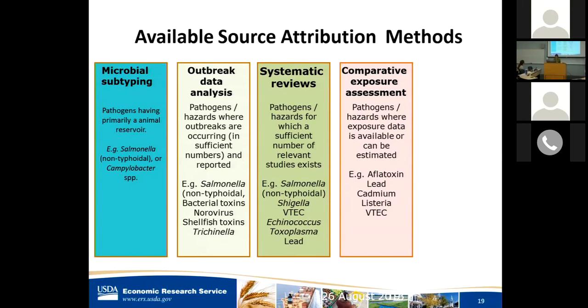And then comparative exposure assessment is used a lot, particularly in chemicals, and was relied on in the global burden of disease work for a number of chemicals. So that's a process of modeling the risk generation process and to get an estimate of the likelihood of contamination and exposure.